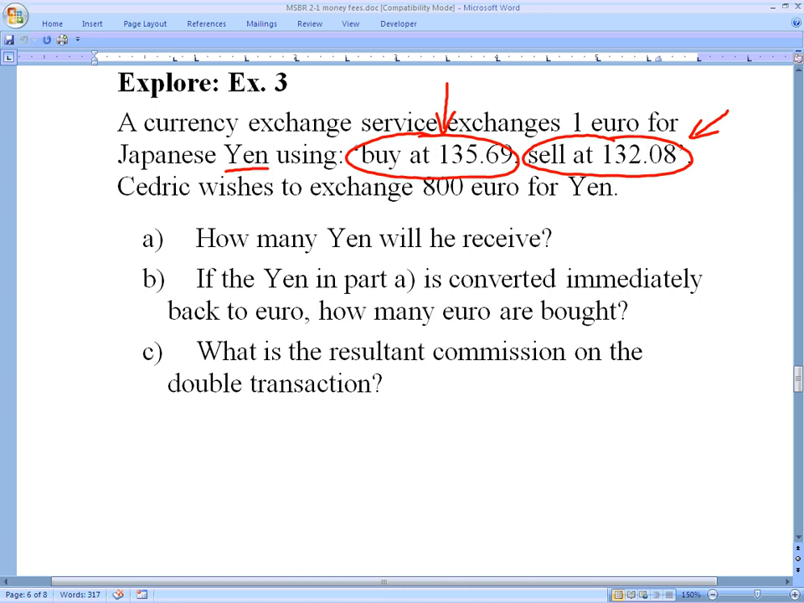So how many yen will he receive? Well, first and foremost, he is bringing in euros. He's getting back yen. So 1 euro is going to equal the least amount of yen possible, which is the sell. The bank is selling him yen for his euros. And we put euros on top, and so we have 800 euros up top, x in the denominator. We go ahead and cross multiply. We get x times 1, which is x, and then 800 times 132.08, to get 105,664 yen.